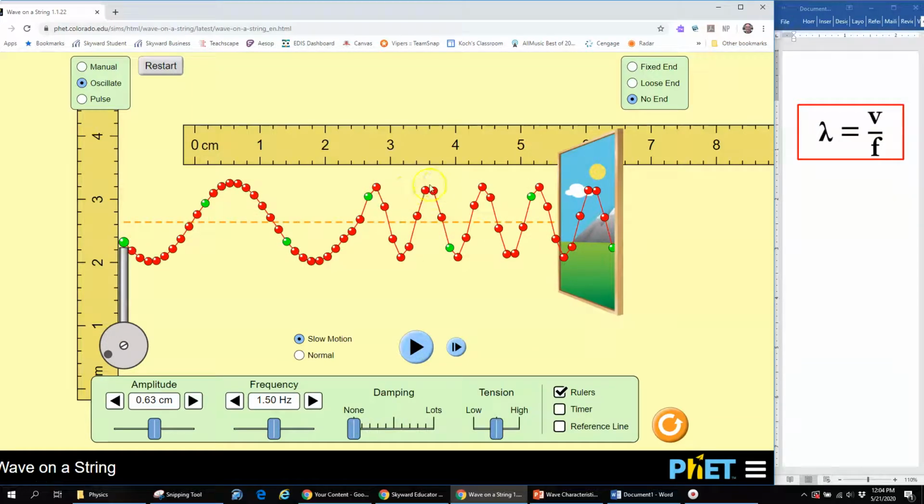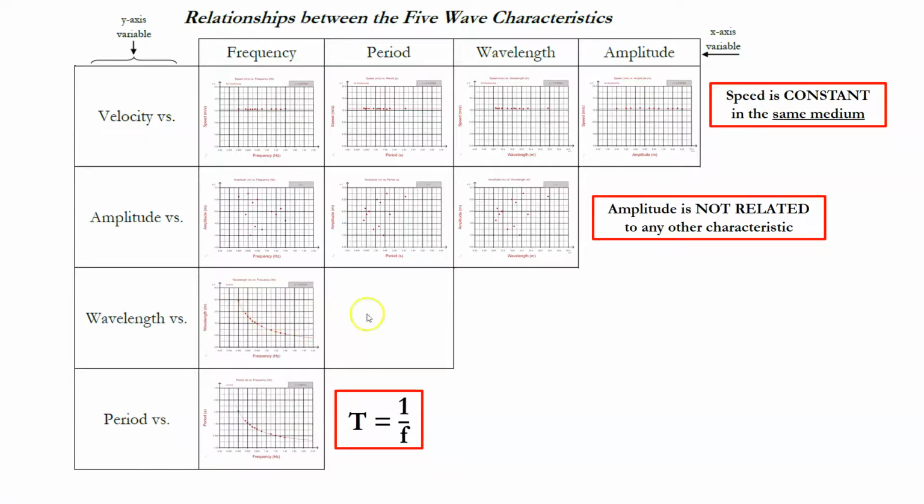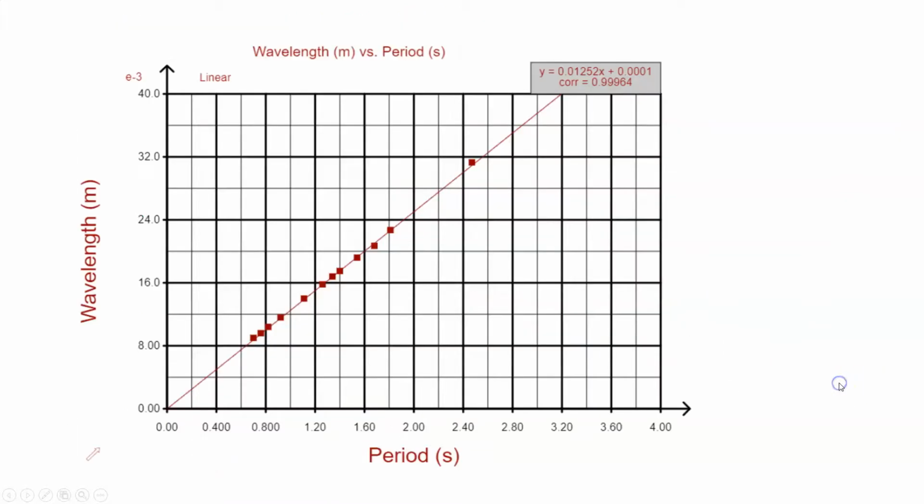So these were the crests being produced at this distance apart with the slower speed, and without changing the frequency, if we increase the speed, larger wavelengths. And so here's that finding in our table with the correct relationships. And you will see both of these. And here's the wavelength versus period.